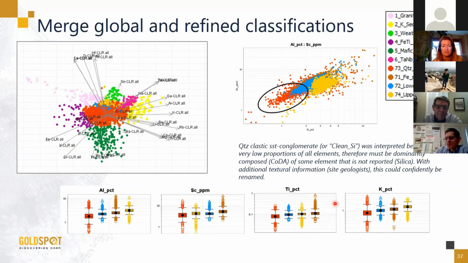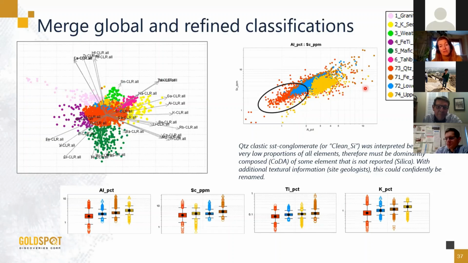So what is this something else? This something that we don't know about, this something that wasn't reported. It's 4-acid data, so that means it was silica. If I had textural information, I could maybe call this a clean arenite, for example, or clean silica. Because I don't have textural information, I just called it a quartz clastic.